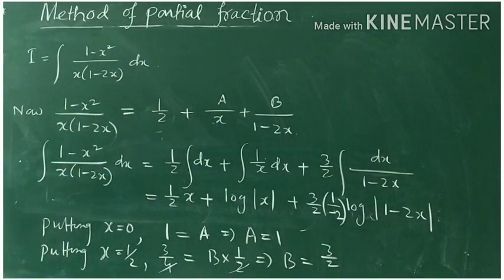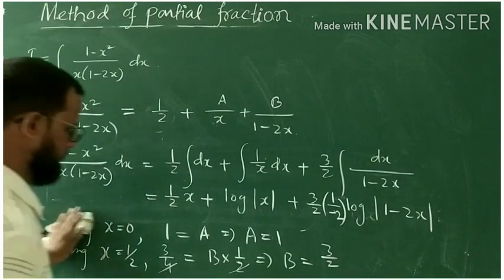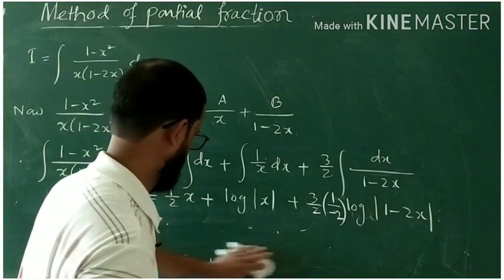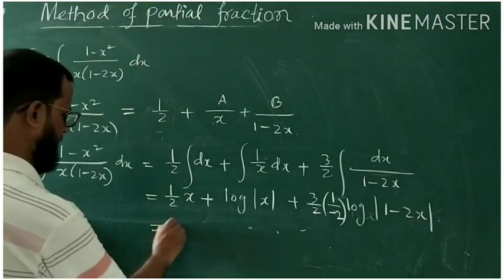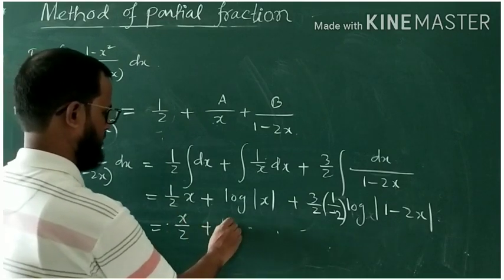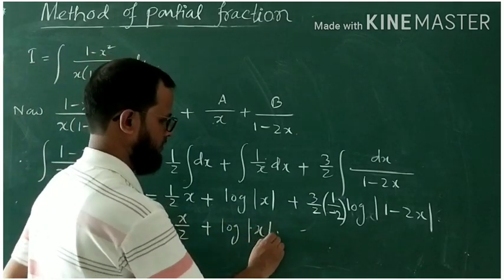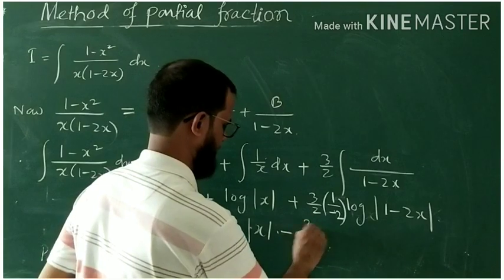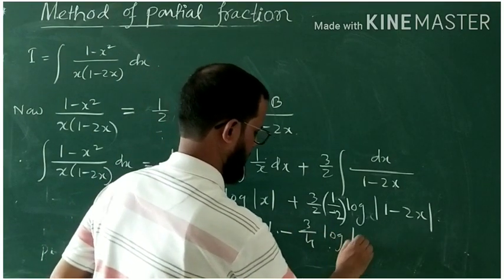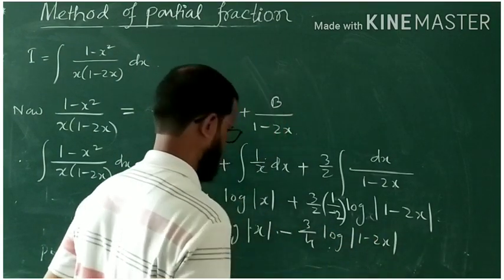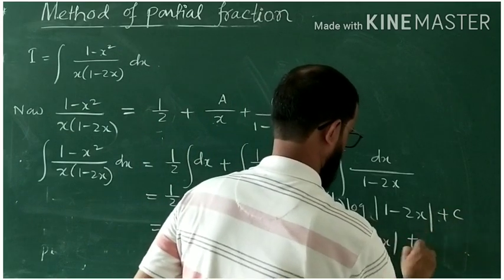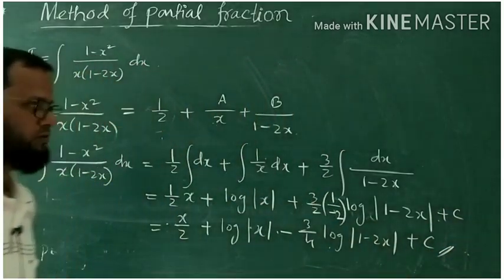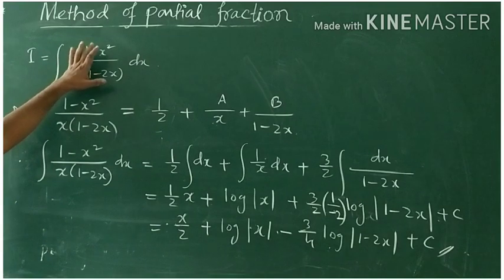Clear? Finally, your answer becomes x by 2 plus log modulus of x. तो उसको 3 by 4 log modulus 1 minus 2x इसमें c ऐड करो प्लस c. ठीक है. तो इस प्रॉब्लम थोड़ा सा इंटरेस्टिंग है.